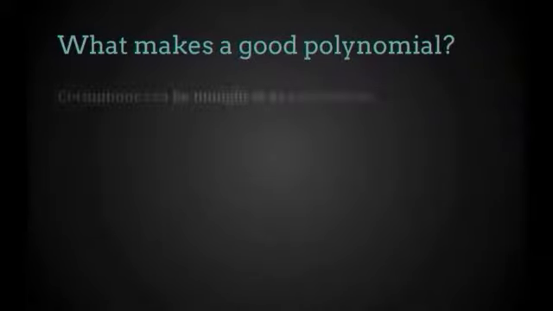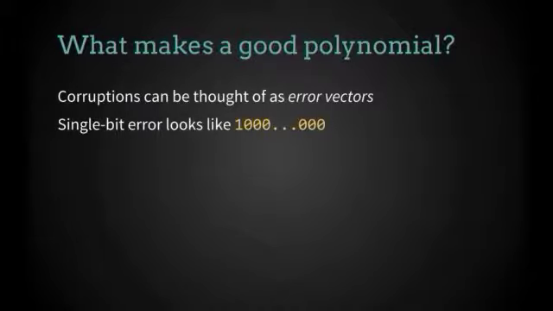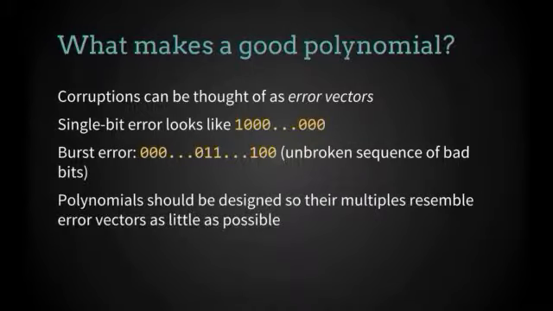And the factors that make up a good polynomial depend on us thinking of corruptions as error vectors. So basically, the exclusive OR of the transmitted message and some sequence of bad bits. So a single bit error looks like this, with just a single bad bit. And a burst error would be like this, an unbroken sequence of bad bits. And the idea is to design your polynomials so their multiples resemble those error vectors as little as possible.